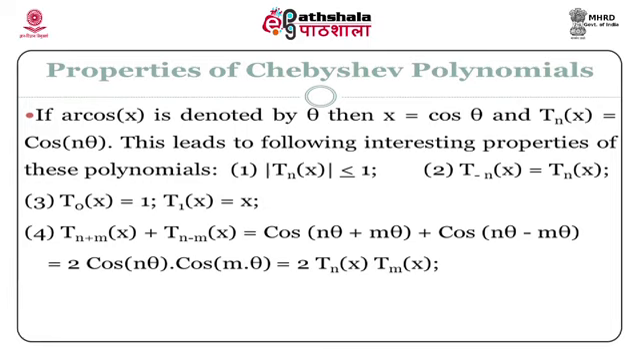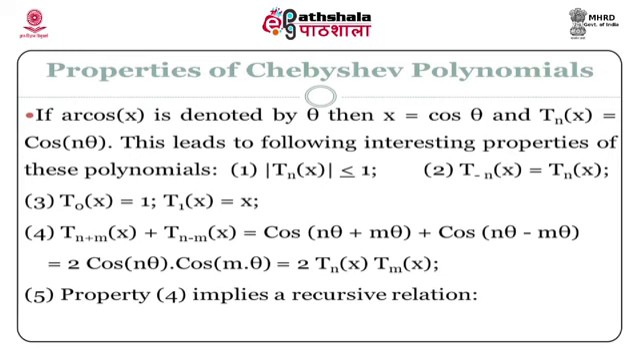So, when you take n equal to 0, cos 0 is 1, and when you take n equal to 1, I get T1(x), that is cos of arccos x, equal to x. The fifth property says that this fourth property implies the recursive relationship. If I take m equal to 1, then Tn plus 1 plus Tn minus 1 will be equal to Tn into T1(x), but T1(x) is x, and therefore I can say that Tn plus 1(x) is equal to 2x into Tn(x) minus Tn minus 1(x).